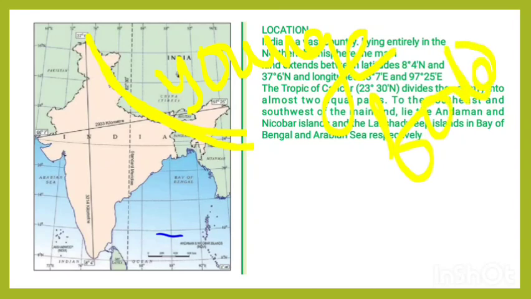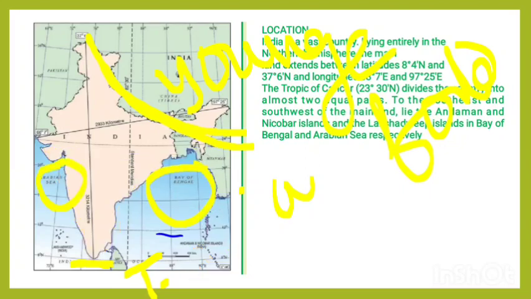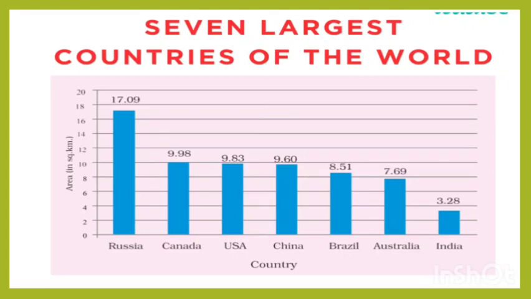Okay, and also after 22 degree, it is formed like a triangle, and it extends up to the Indian Ocean. Indian Ocean is located in the south, and in the east there is Bay of Bengal, and in the west Arabian Sea is there. So India's location is very much strategic. Okay, it can easily be located in the world and this is the 7th largest country. As we know, India is the 7th largest country in the world.